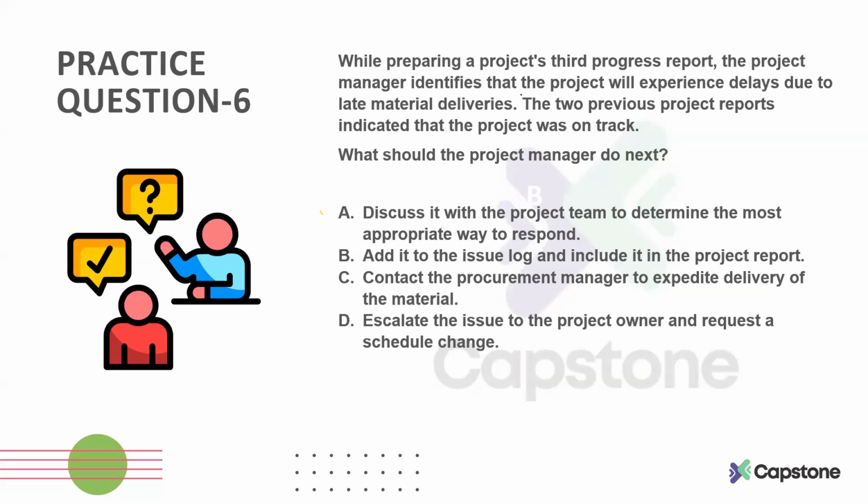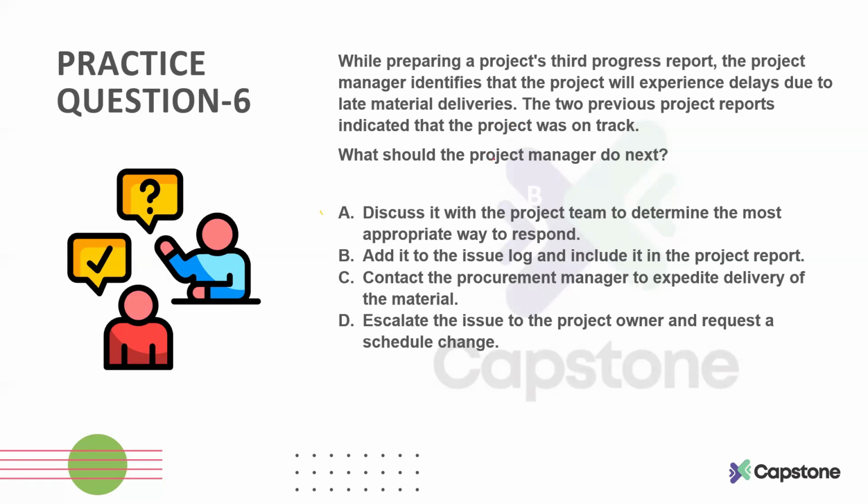Okay. So what is happening here in this question? It said that you are reviewing your third project progress report, and you identify that the project is experiencing delays due to late material deliveries, whereas your previous two project reports indicated that you were on track. So what would the project manager do next?